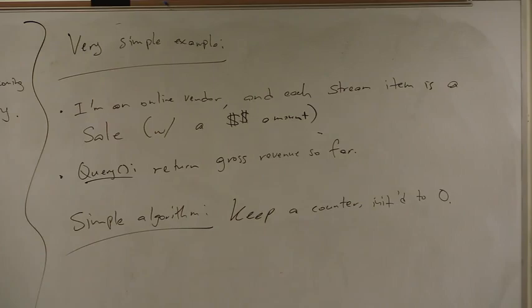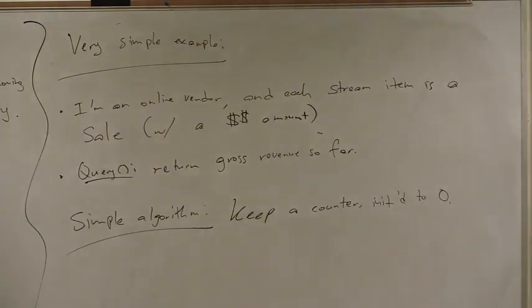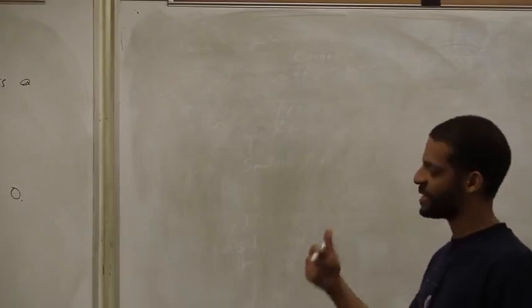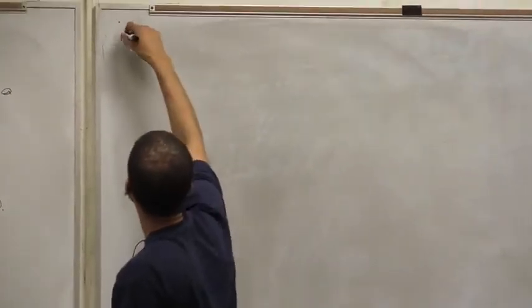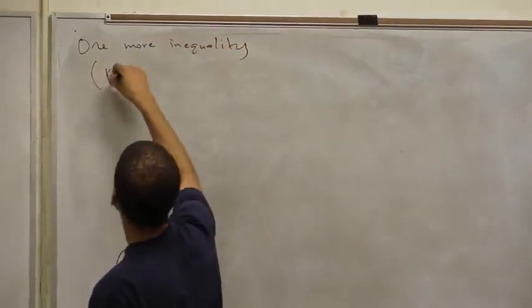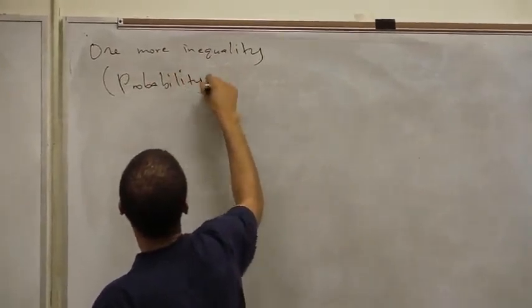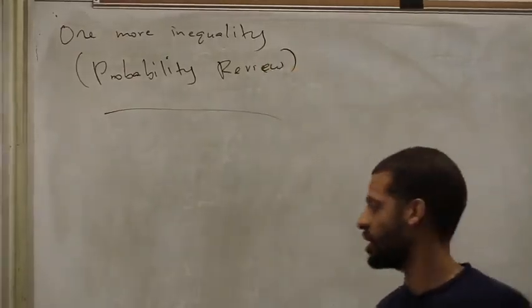But now I want to talk about a couple of problems where the algorithm is not so simple. And before I do that, I had a probability review in the last lecture, and we talked about linearity of expectation and Markov's inequality. I will need just one more inequality for today. And that inequality is Chebyshev's inequality.